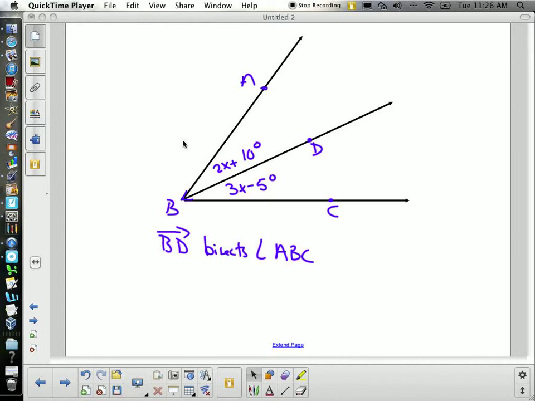Two angles that are congruent. Very important. Not just that it divides them into two angles, but they're congruent. And what does congruence mean to us mathematically? Equal measure. Okay? The definition of congruence is that two angles are congruent if and only if they have equal measure. It's a biconditional. So that means two angles are congruent if they have equal measure, and two angles have equal measure if they're congruent. So that means I do what with these variable expressions?